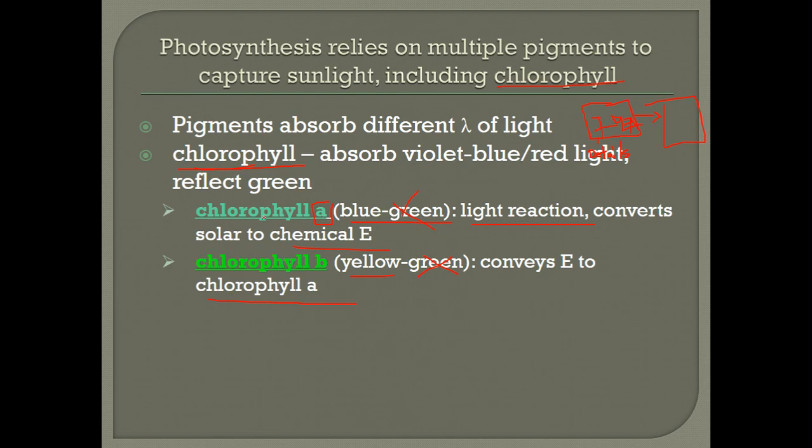So chlorophyll A, I am terrible with basketball analogies, but chlorophyll A, this is your star player who sinks all the shots. Chlorophyll B gets the ball to chlorophyll A if it needs to.